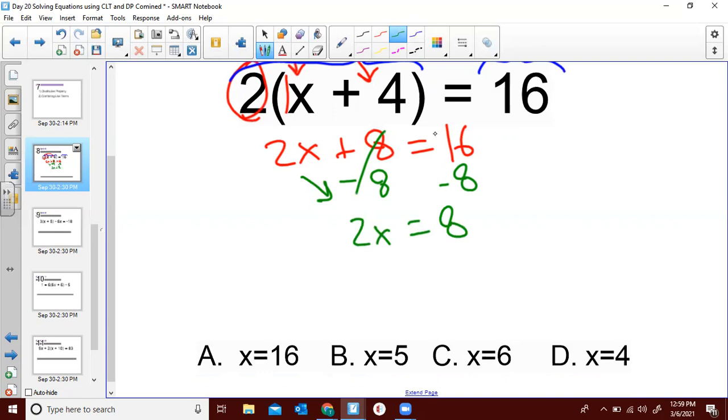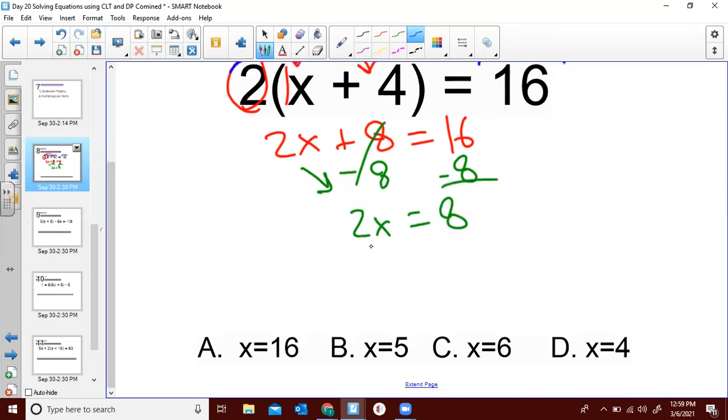All right. And from here, last step, we know that 2x is held together by multiplication, so the opposite of that is division. And when we do it to one side, we do it to the other. This will get our x by itself. 8 divided by 2 is just 4. Our answer is D.